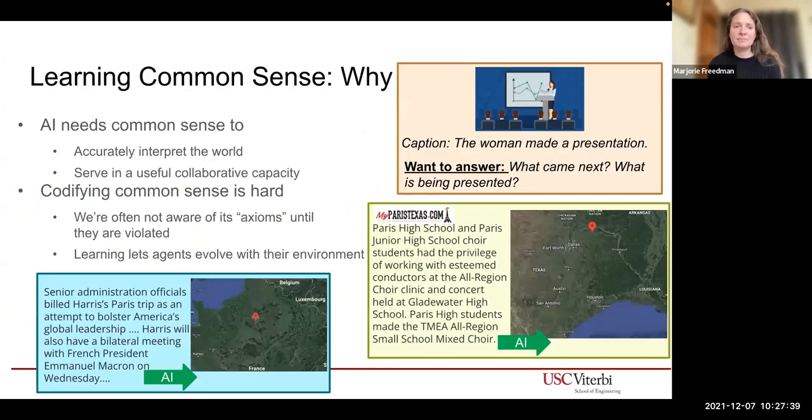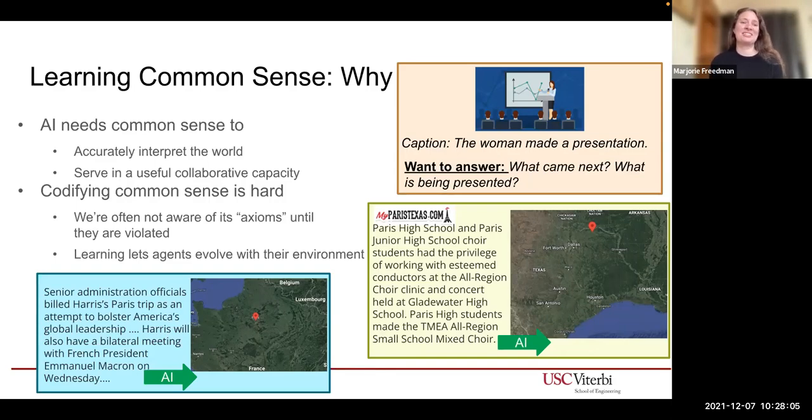Next slide. And so why do we want to learn this commonsense from an AI perspective? Well, AI needs commonsense to both accurately interpret the world the same way we do, and to serve in a useful collaborative capacity. If the AI is constantly telling you things that you already know, that makes it less useful, even if it's correct. But codifying commonsense is hard. We're often not aware of its axioms until they're violated.